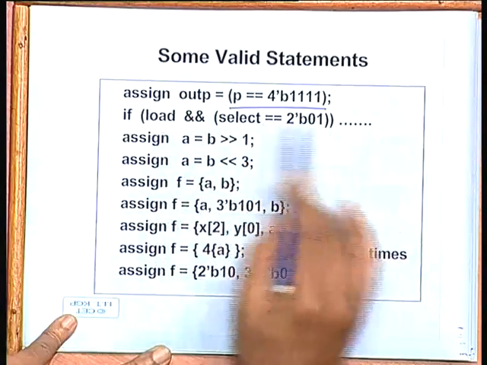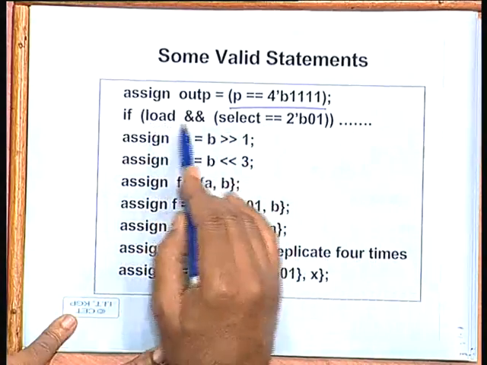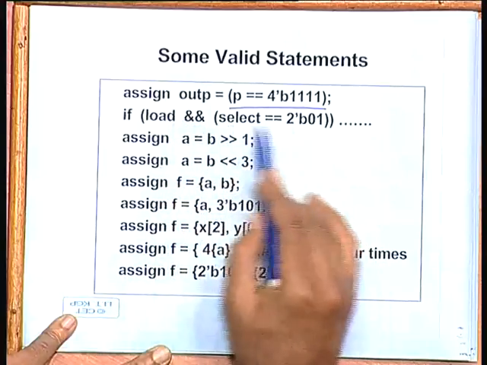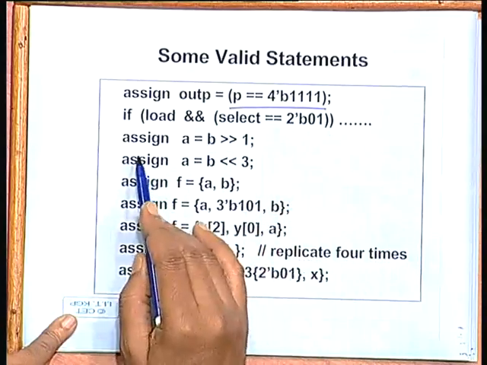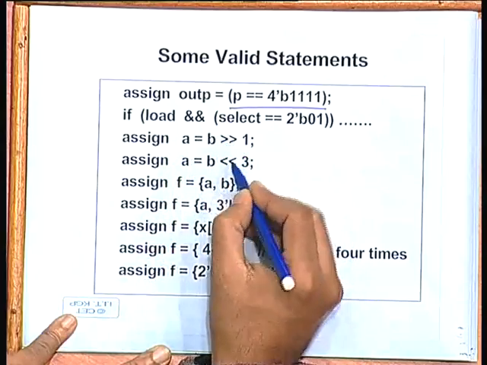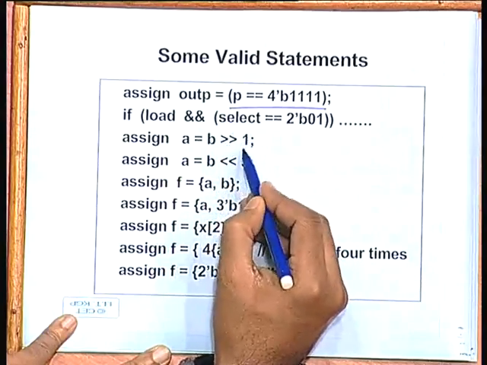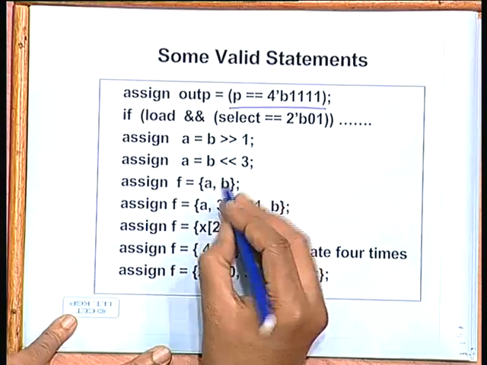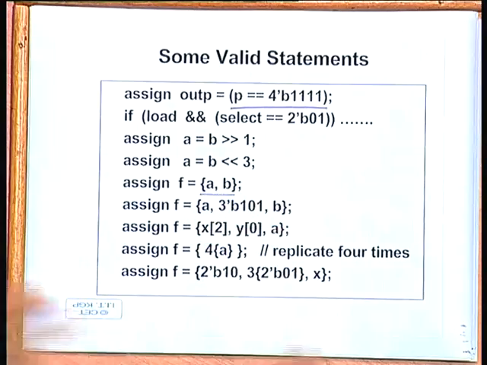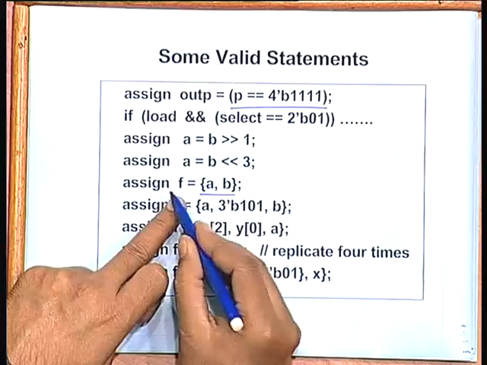And similarly, you can write an if statement like this, if load and some condition select equal to 0 1, you can make an assignment. This is right shift by 1 place, left shift by 3 places. Assign f equal to ab, this is concatenation. You concatenate a and b, then you assign the total thing to f.